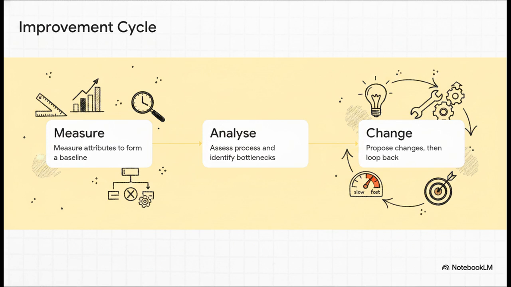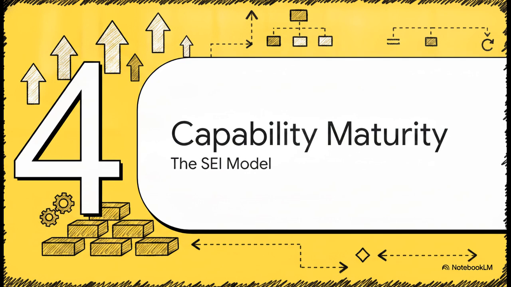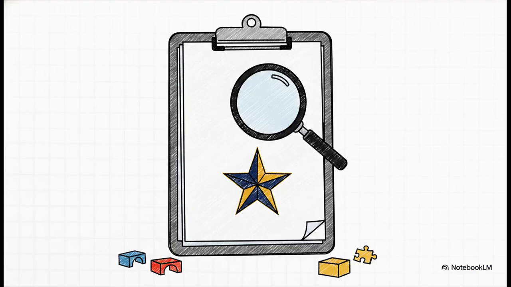Measure to get a baseline, analyze to find the actual problems, change to fix them, and repeat the whole shebang. Let's jump into section 4, Capability Maturity Model. This brings us to what is arguably the most critical, most exam-heavy portion of today's lecture. But before we just memorize the levels, let's understand the historical context, the why behind it.